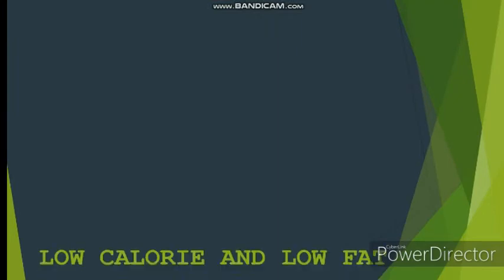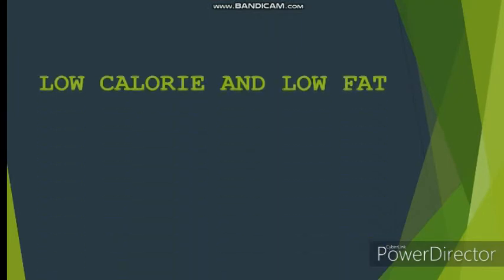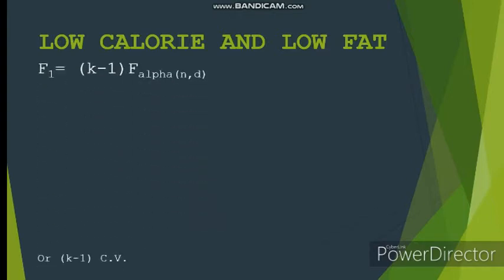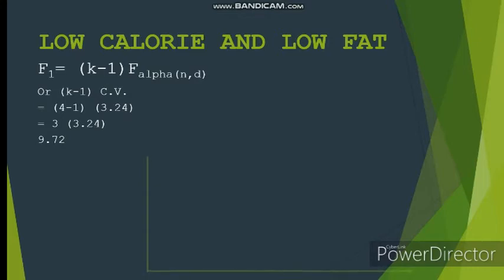So let's start performing the Scheffé test. For our first pair, we have low calorie and low fat. For the formula for the critical value, we have K minus 1 times F alpha, or K minus 1 times the critical value. So we have 4 minus 1 times 3.24, which is equal to 3 times 3.24, which is equal to 9.72.